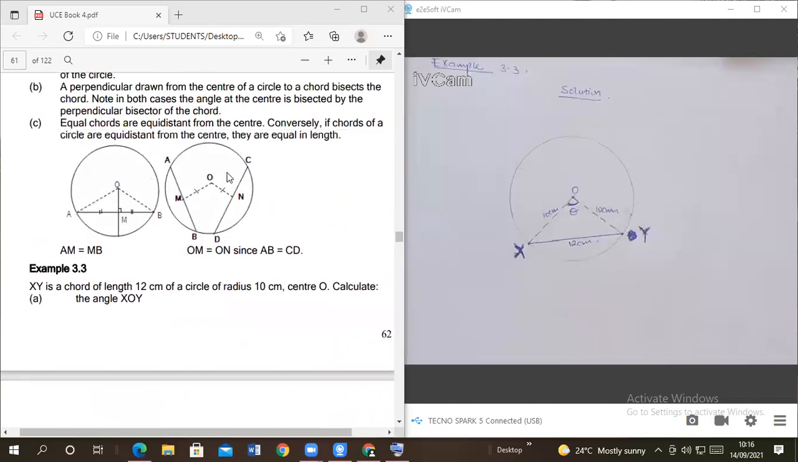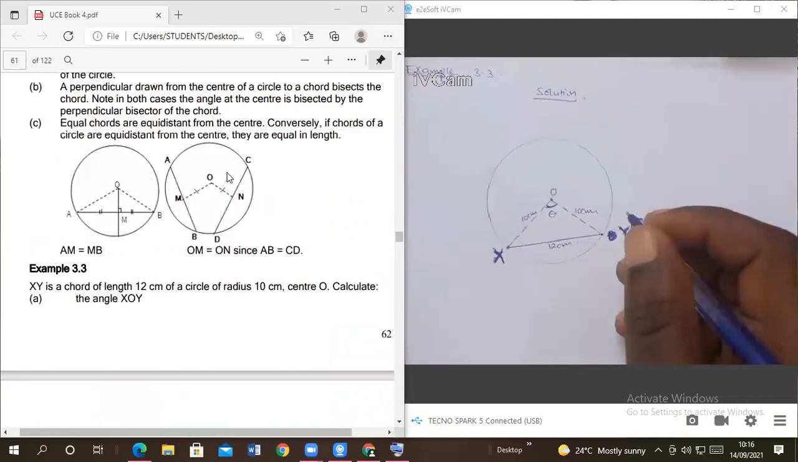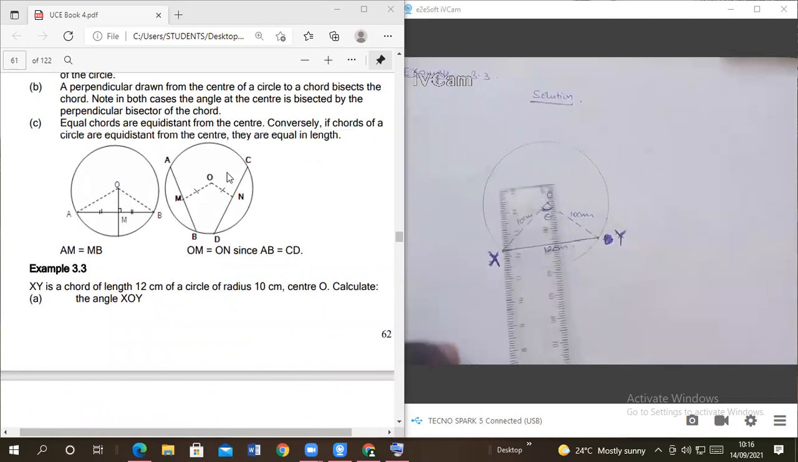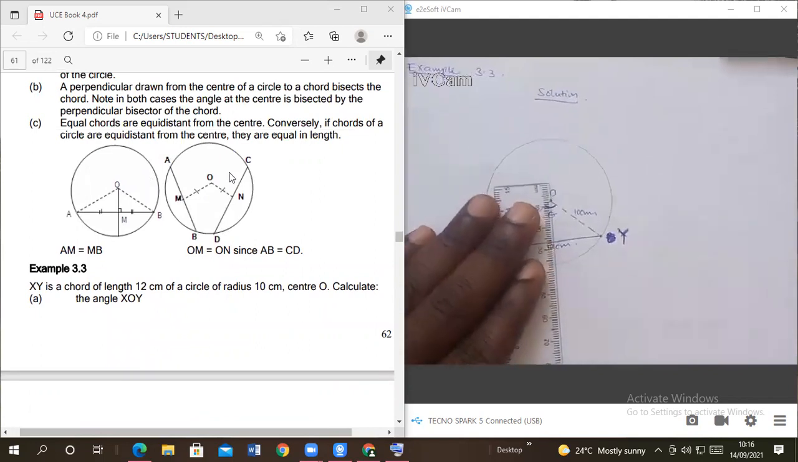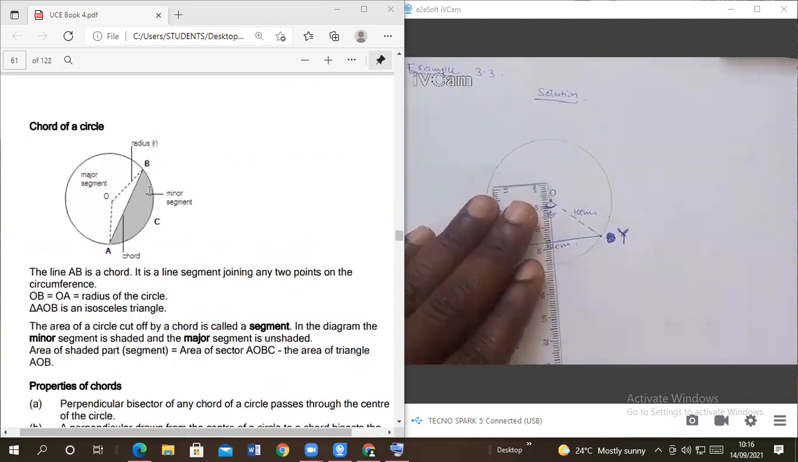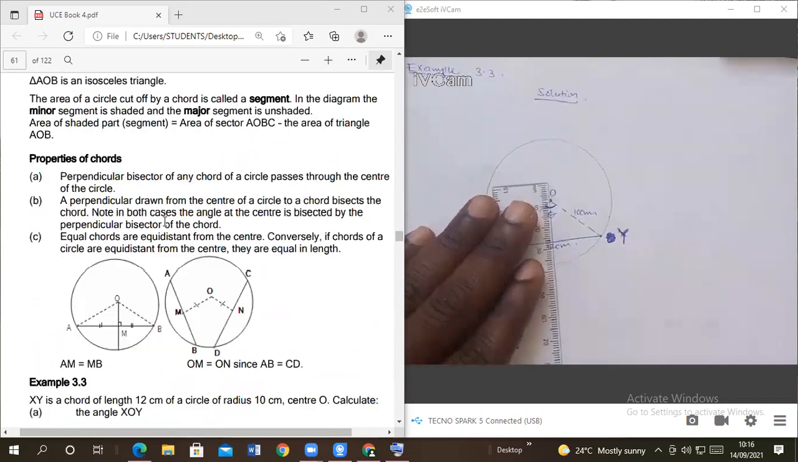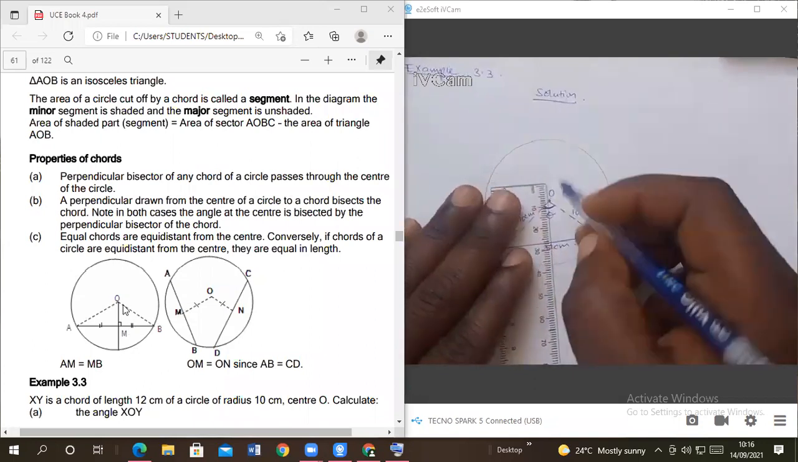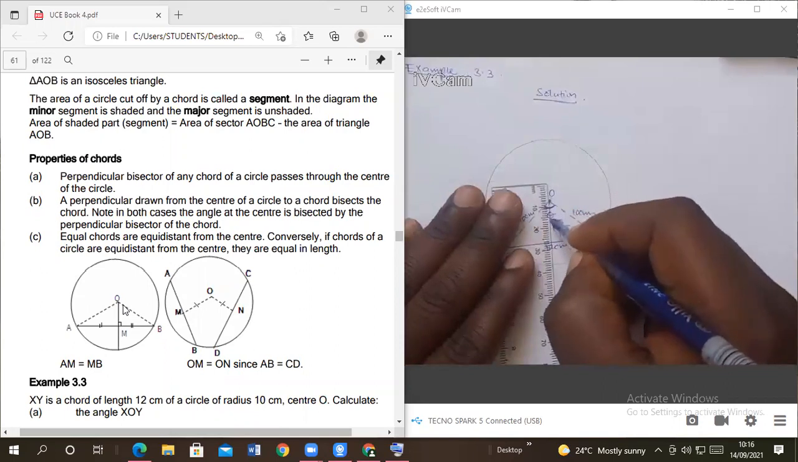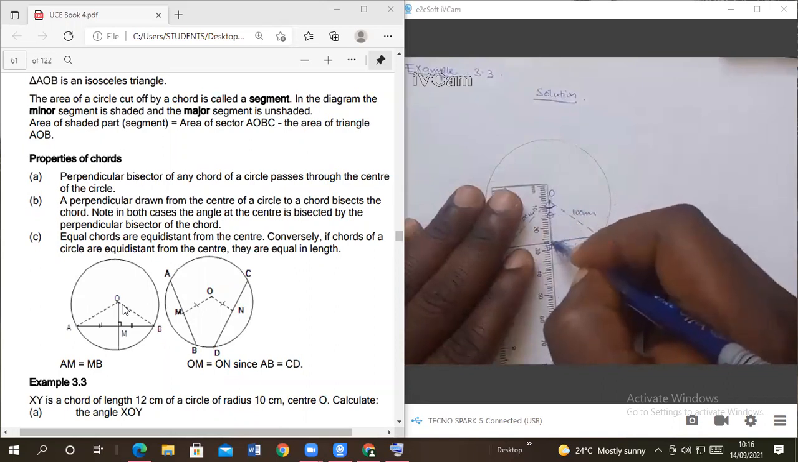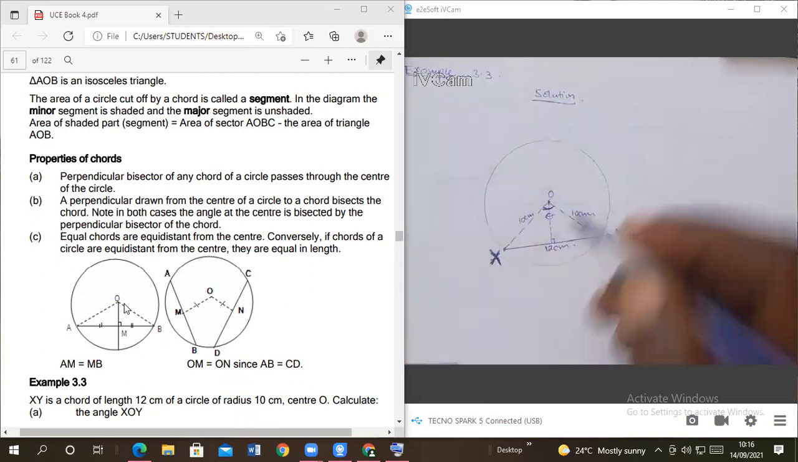Yeah. So what we are going to do, members, is draw a bisector here. Are we together? We are going to draw a bisector. Let us go back here. Do you see this bisector in this diagram? It's what we are going to draw: a bisector from this point O, touching the chord and dividing it into two at 90 degrees.